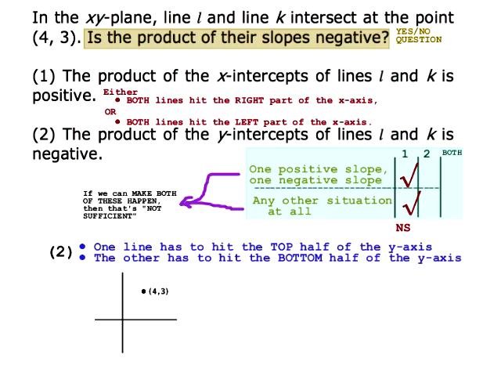So we can definitely get this to be one positive slope and one negative slope. There we go. And again, here is our hitting the bottom of the y-axis, and here's our hitting the top of the y-axis. So that checks off the top box.